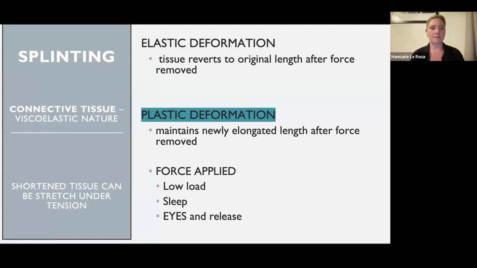Now we're looking at connective tissue and the viscoelastic nature of connective tissue. The soft tissue can be stretched, and what we actually want is to get to a plastic deformation state. Elastic deformation is when, once you take the force away, the tissue reverts back to its original length. Plastic deformation is when you've maintained it at an elongated length, and after the force is removed, it stays there.